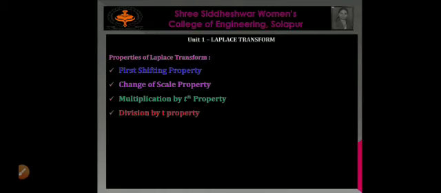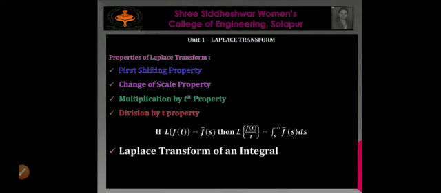The statement of division by t property is: if L of f of t equals f bar of s, then L of f of t divided by t equals integration from s to infinity f bar of s ds. Here the function of t is divided by t and we have taken the integration of f bar of s with respect to s. Now the next point from this syllabus is Laplace transform of an integral.